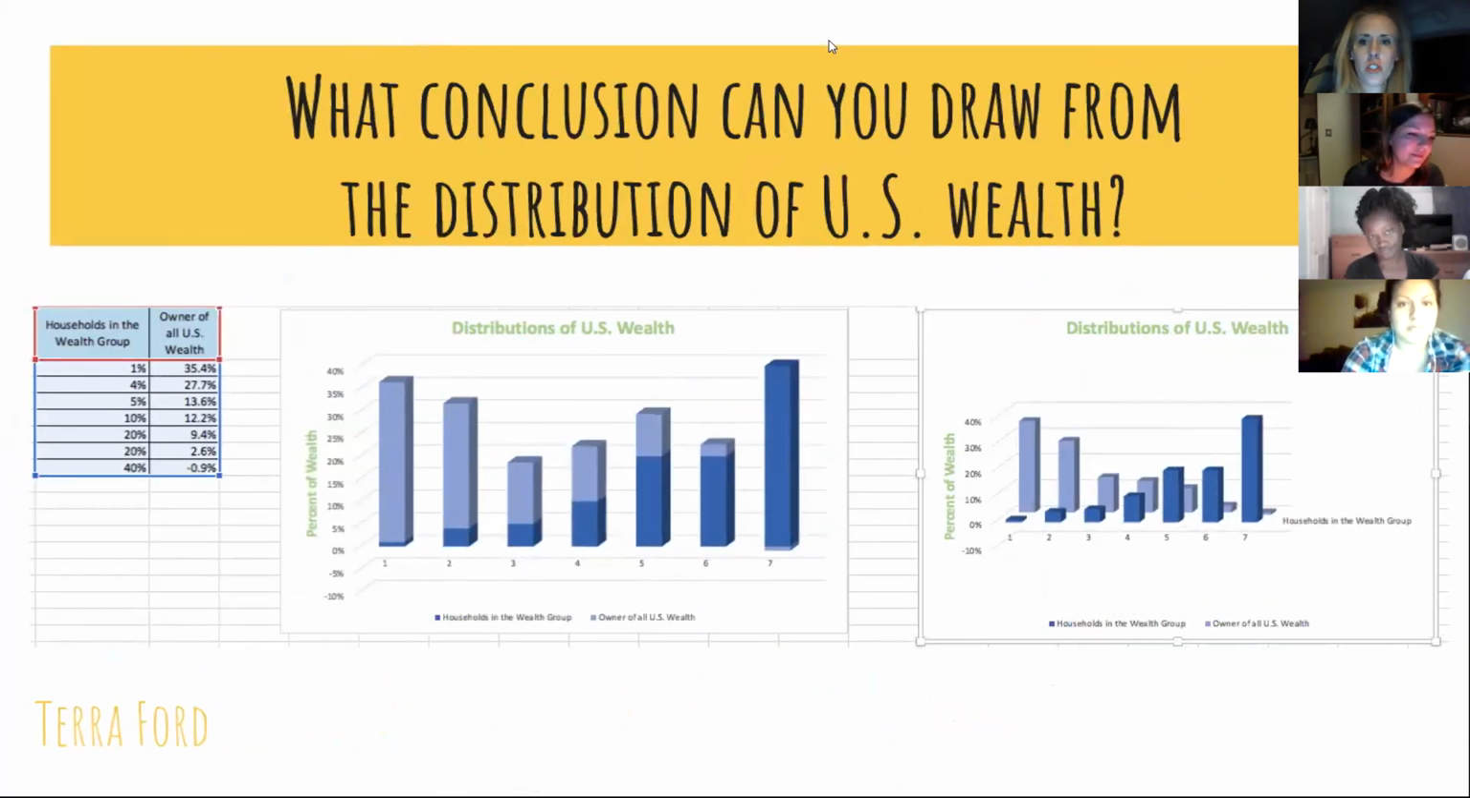Terra, what conclusion can you draw from the distribution of U.S. wealth that we're seeing here on these graphs? From looking at the charts, it's easy to see that the ownership of U.S. wealth is not evenly distributed. The chart compares the amount of wealth in relation to the percent of the population that owns it. The largest percent of the population shares the smallest portion of wealth, and on the opposite end, the smallest percent of the population shares the largest amount of all U.S. wealth. I can say from this information that in the U.S., most of the population is on the low end of the wealth spectrum.